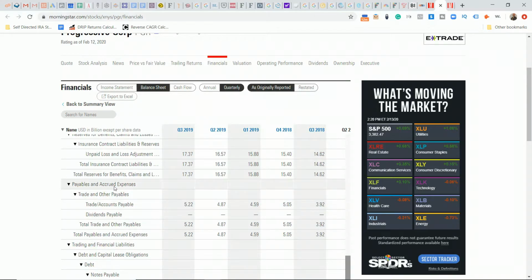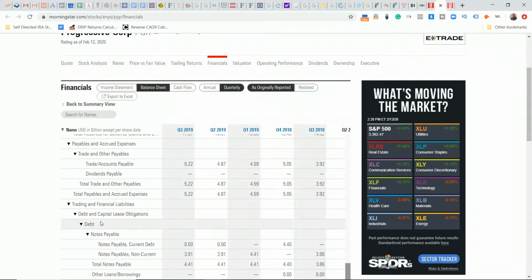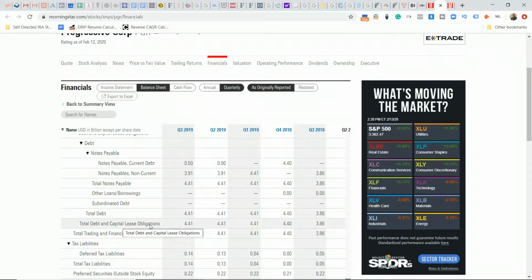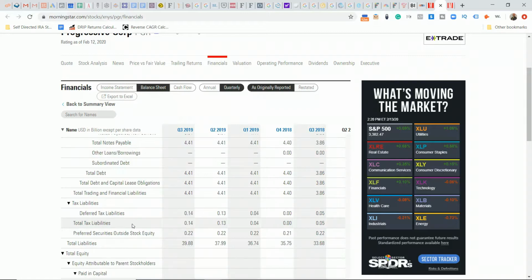So they do not pay interest on this. Again, there's the total. They do pay interest on notes. Notes are debt. So here's total debt and capital lease obligations. This would be excluded from the float calculation. This would be added. This technically would probably not be included because they pay interest in the form of dividends to preferred stockholders. So I probably would not include that.